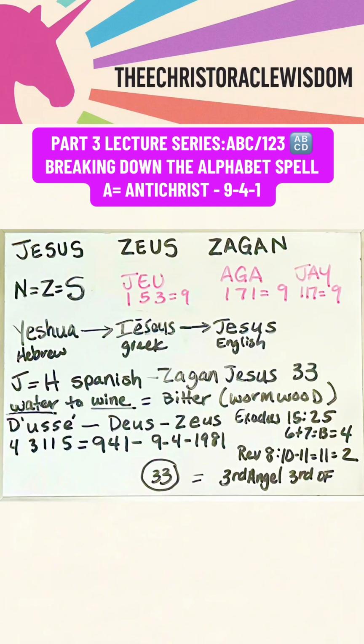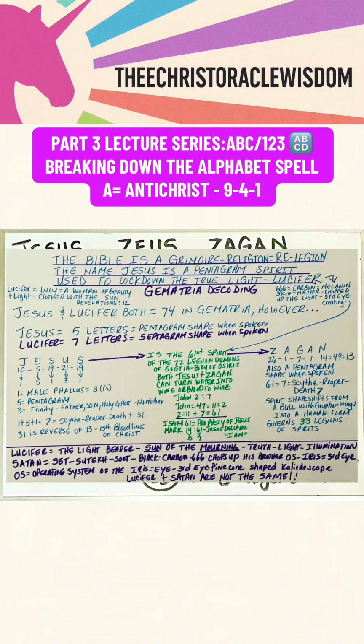By taking out these three letters between Jesus, Zeus, and Zagon, and for those that don't know, I did a diagram breakdown on Zagon as an entity, which is the 61st demon of Goetia from the Greater and Lesser Keys of Solomon. This is a demon that governs 33 legions, and it can also turn water to wine. Who else can turn water to wine? We know who turned water to wine. And what reason would you have to want to turn water to wine?